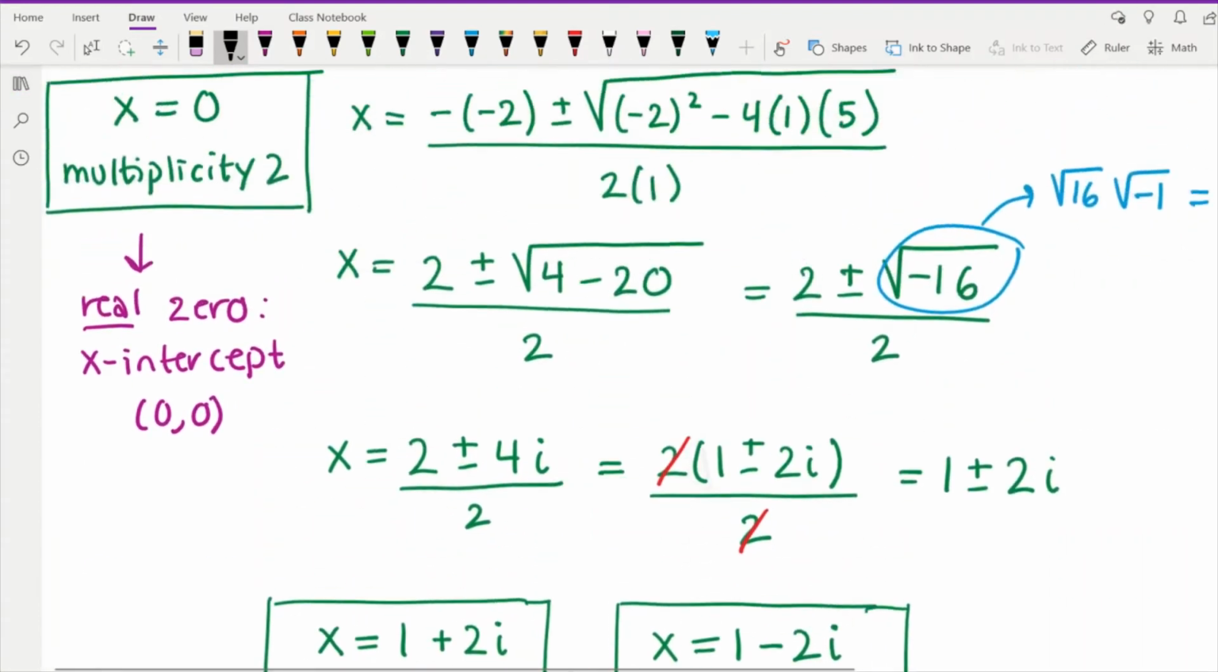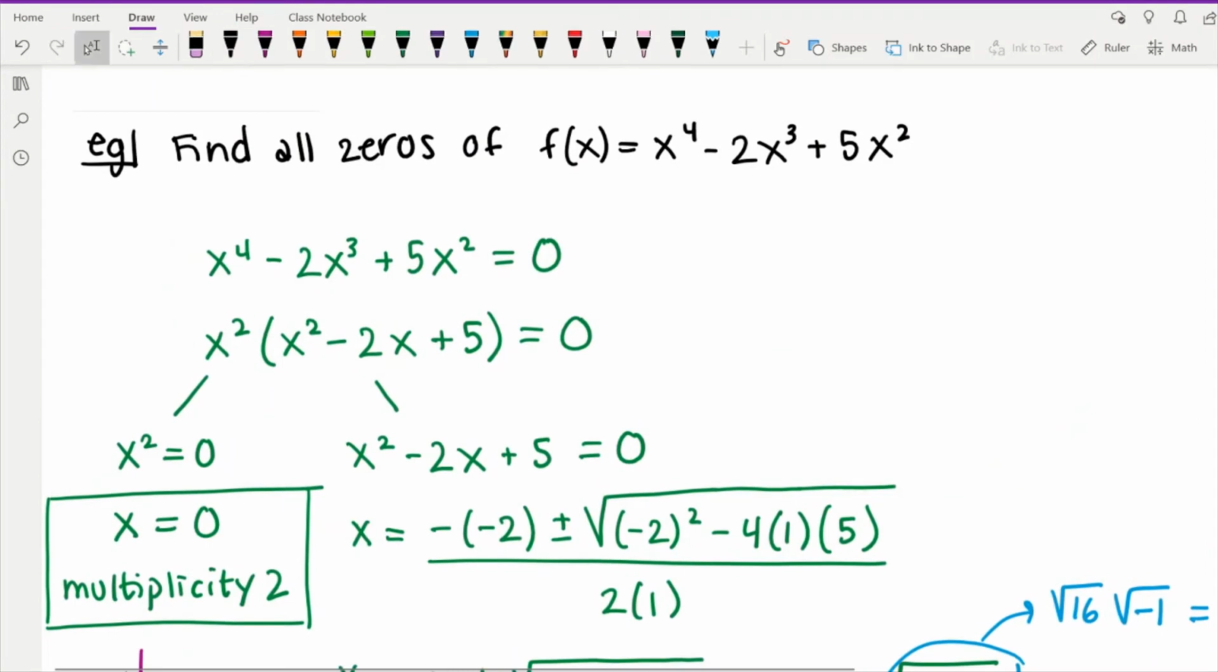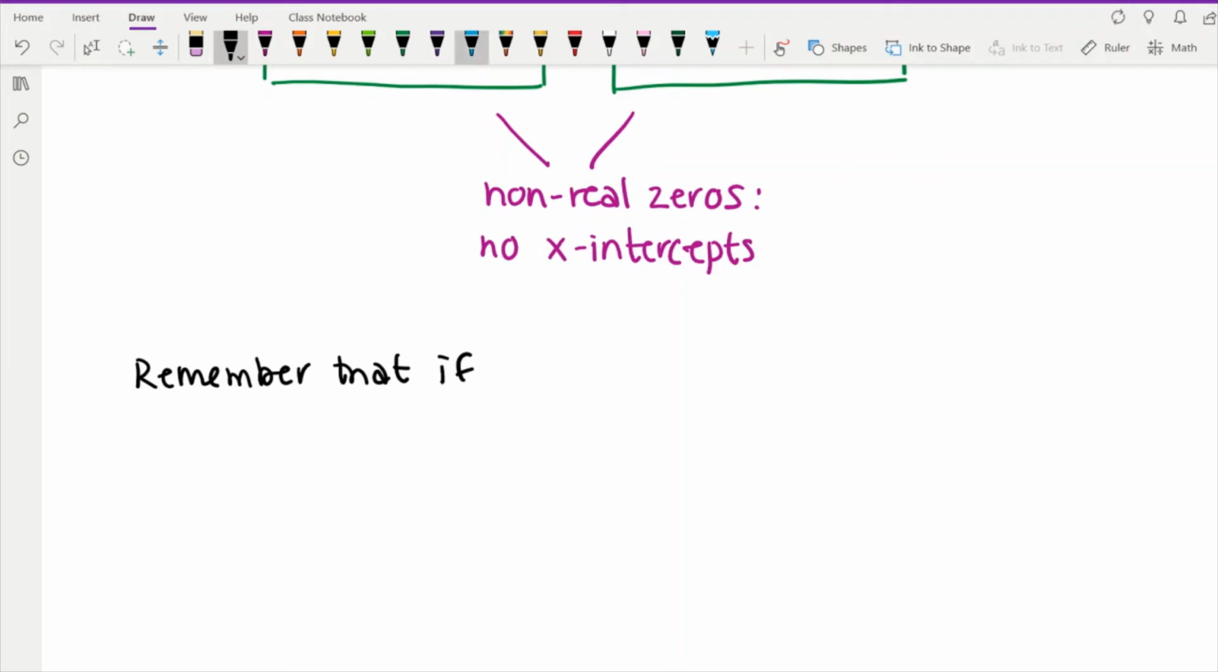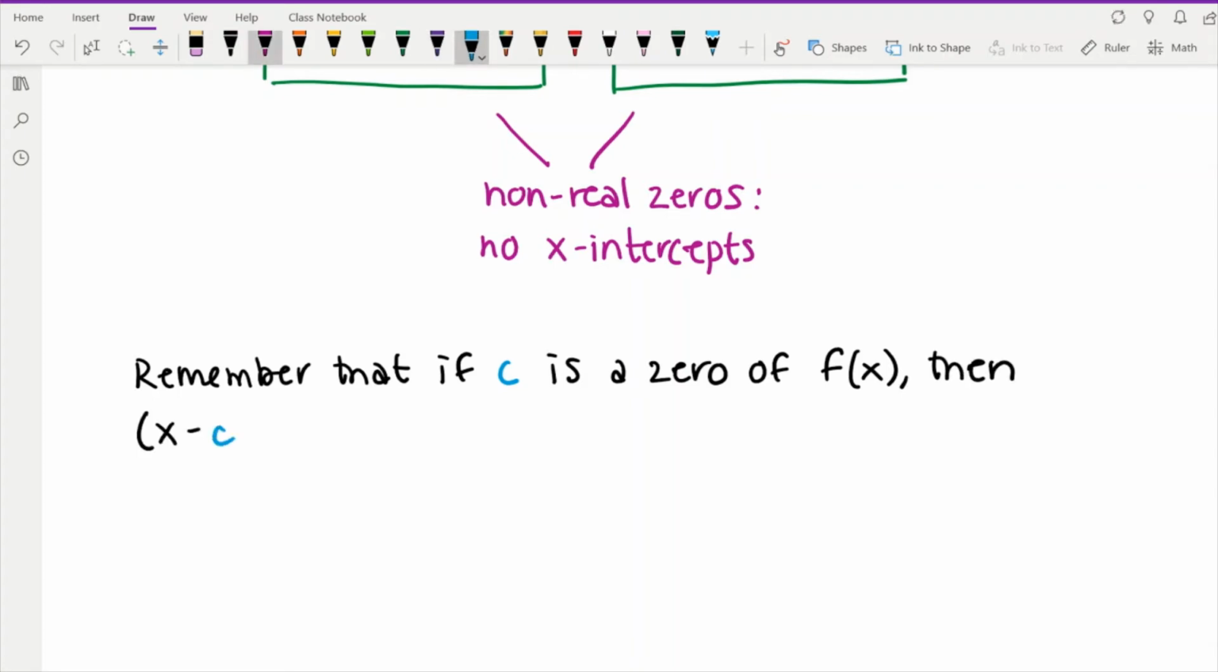There's one more thing that I want to show you with this example. Remember that we talked about how anytime you have a zero, you have this corresponding factor. So let me write that fact down here. Remember that if a number c is a zero of a polynomial, I'll say f of x, then x minus c is a factor. And we saw how that was true in our last video.